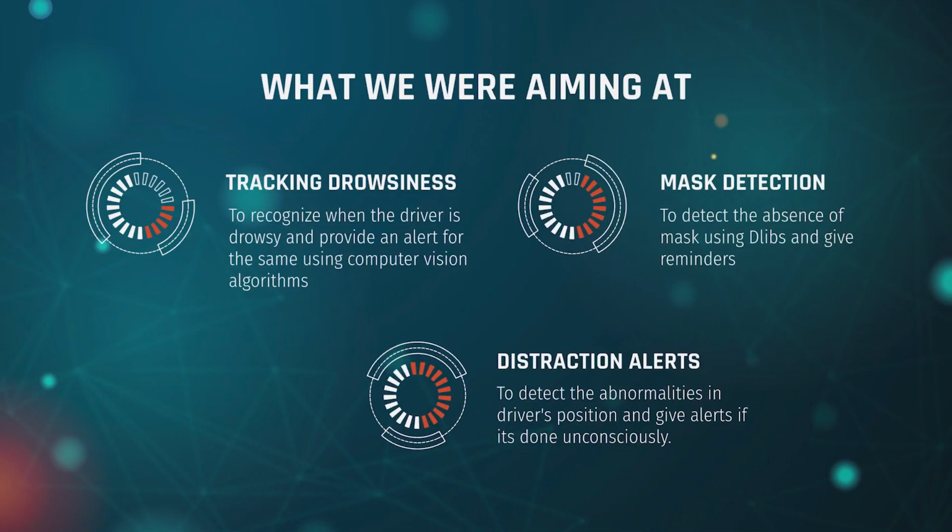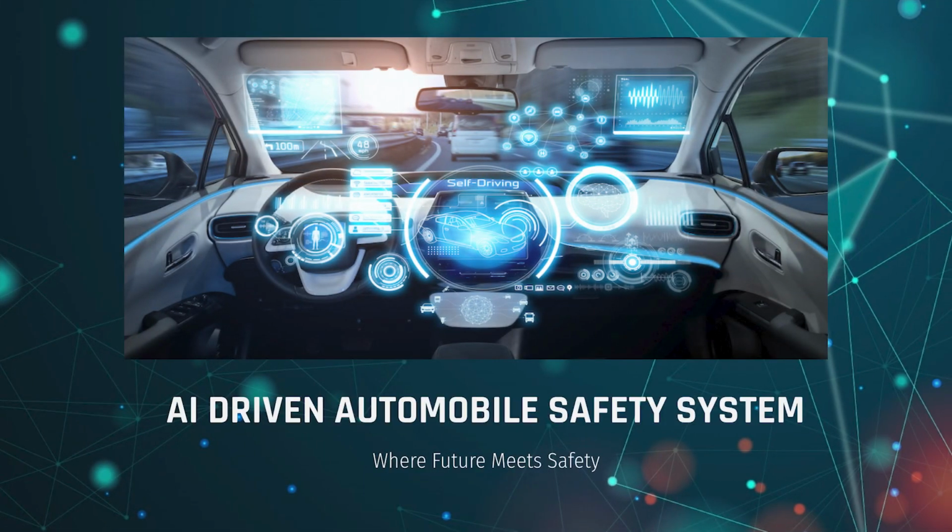Hello everyone, we are Group 5 of Section 19, presenting you with a computer-driven automobile safety system. Our aims are to track drowsiness of a driver while driving and provide an alert using computer vision algorithms. We also plan to include a mask detection system to detect absence of mask and therefore remind the driver to wear a mask. Together, we aim to improve driver safety.